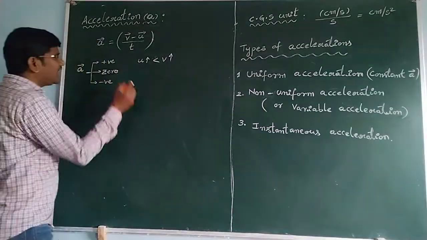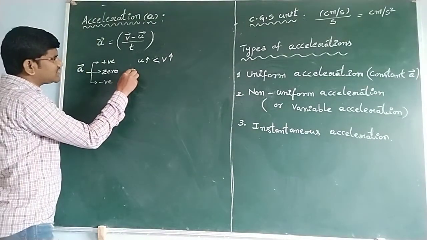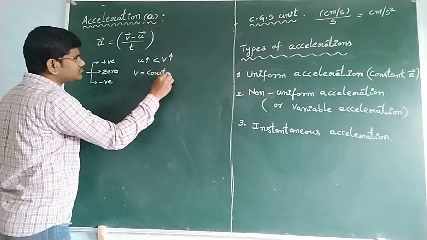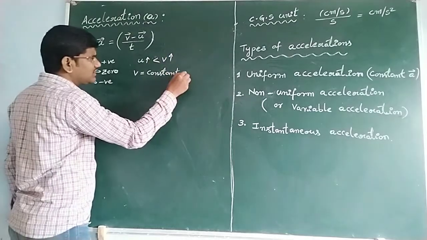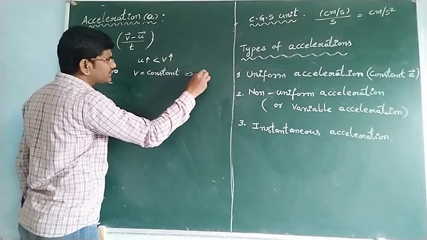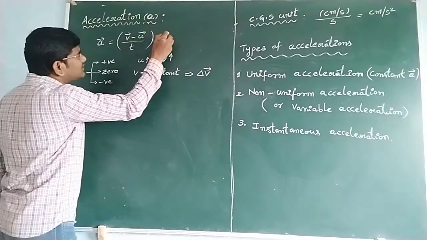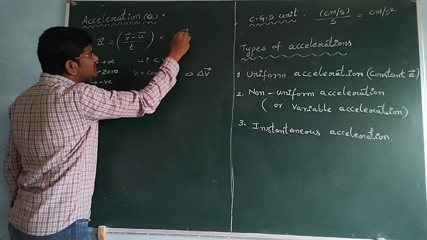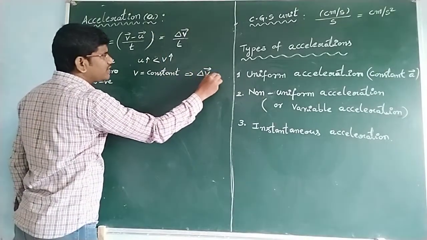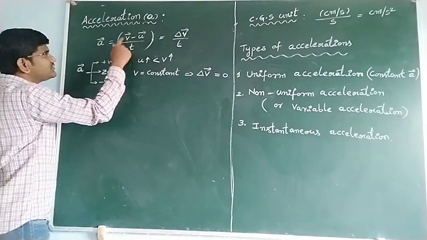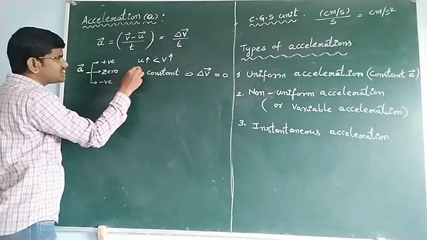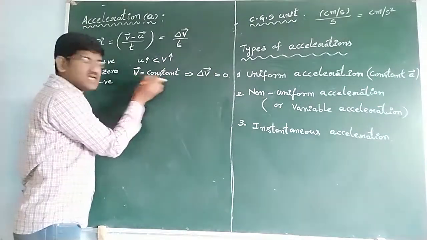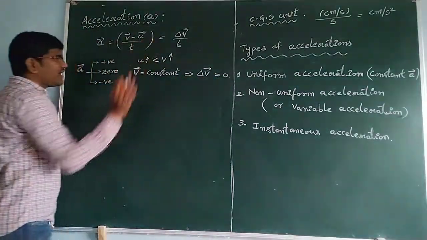Okay students, and for example, velocity is constant. If the velocity is constant, that implies change in velocity, see students, here delta v bar means change in velocity. So this delta v bar will be 0, because initial velocity and final velocity are the same. Velocity is constant, there is no change in velocity. So when there is no change in velocity, there will be no acceleration.